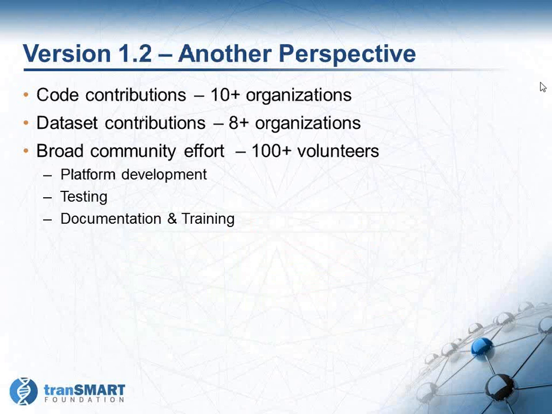And these contributions have come from organizations that are academic in nature, a pharmaceutical or biotech company, nonprofits, as well as service providers. Another perspective, particularly on version 1.2, the latest release of the platform, is that it is a set of code contributions coming from 10-plus organizations, and data set contributions that have come from 8 or more organizations. Oftentimes, these code and data set contributions have come from the same organizations, like Pfizer, like Sanofi.